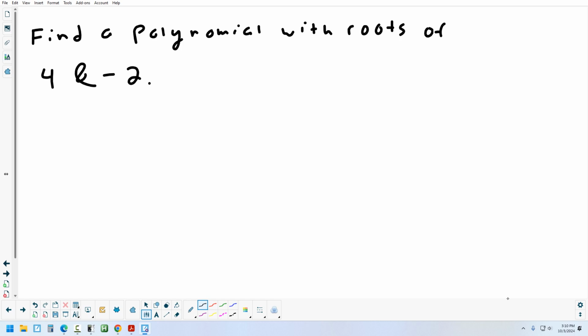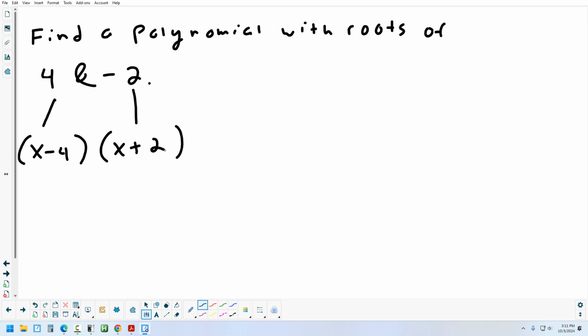All right, so the next one we'll look at is finding a polynomial with given roots, in this case 4 and negative 2. So the first step is, again, to work backwards. Tell me, if 4 is a root, what would be the factor that it came from? X minus 4. Yep. And if negative 2 is a root, what would be the factor that that came from? X plus 2.